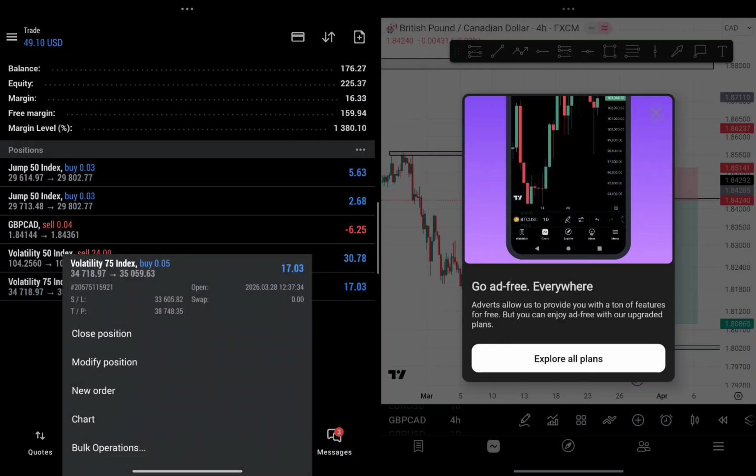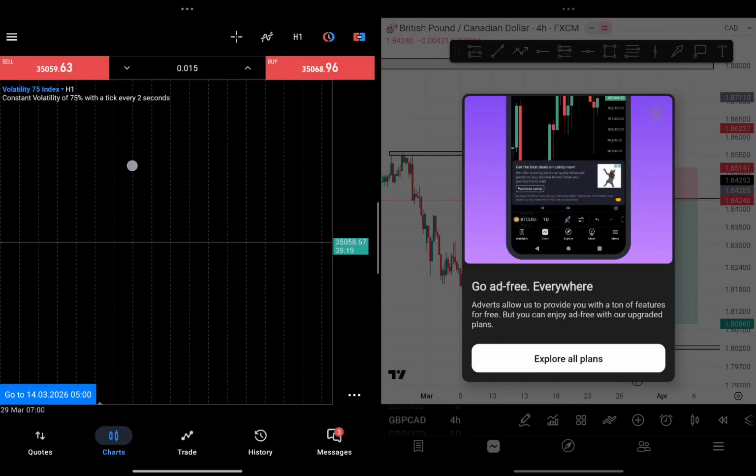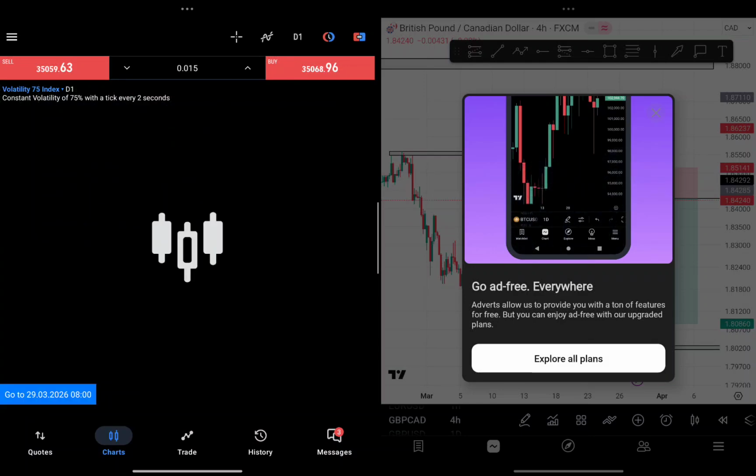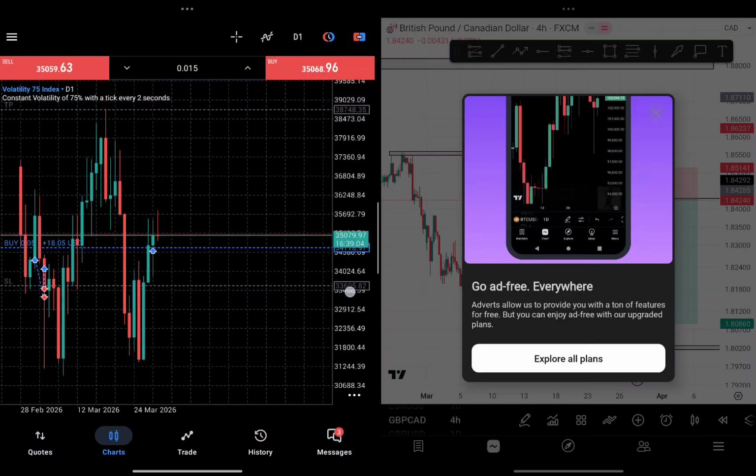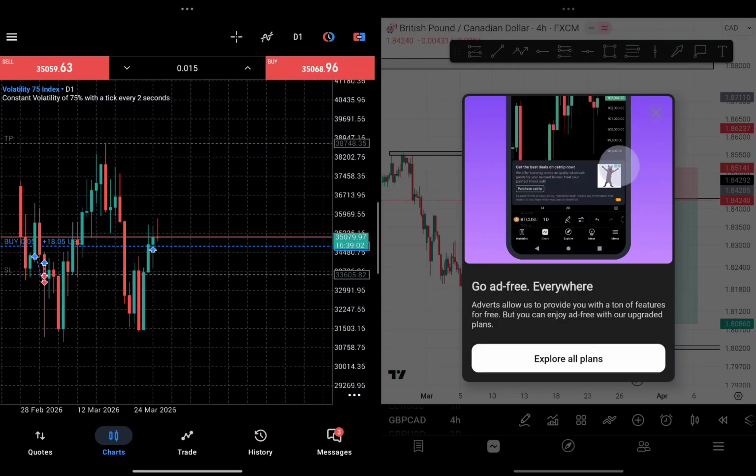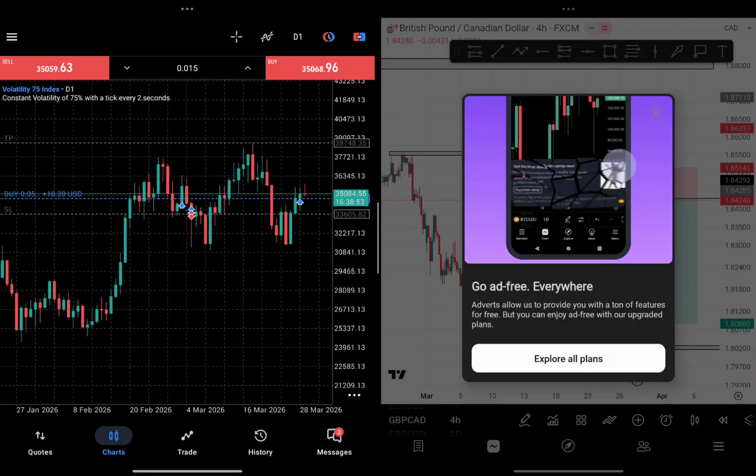So the last but not the least, the volatility 75 index. We go to the daily time frame first. We see that this one is an uptrend. So when the trend is up, we are looking to buy. So yeah, you could see it clearly.